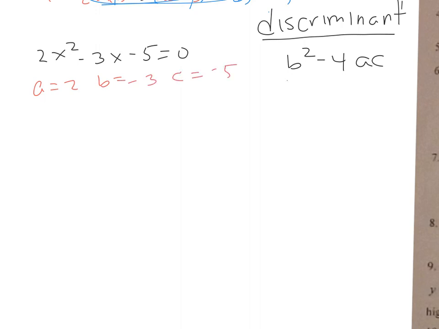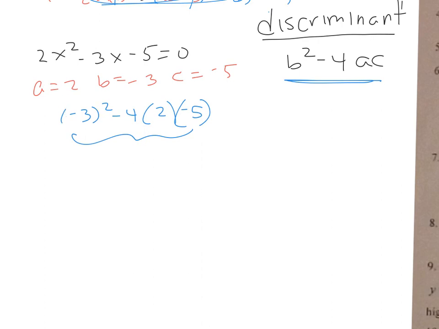So I'm going to plug it into the formula. So I have -3 squared minus 4 times 2 times -5. And you can plug that all into your calculator all at one time. Just make sure you use parentheses around the b value that you're squaring since it's a negative. And we get a discriminant of 49.